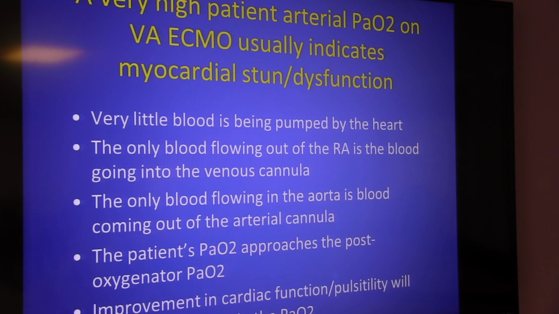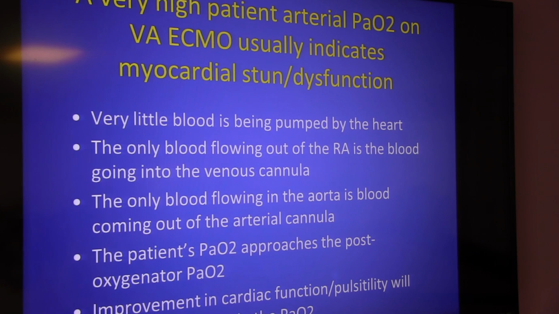And this is when your patient's PO2 is going to approach your post-oxygenator PO2. The other thing that you'll see on your arterial waveform is a totally flat line, so you'll have very little pulsatility. And as your pulsatility improves, as your cardiac function starts to improve, you'll see your PO2 decrease. So a high PO2 isn't necessarily a good thing. And this is where we look at both the PO2 and the mixed venous sat and all of our other markers, so your lactate, your urine output.